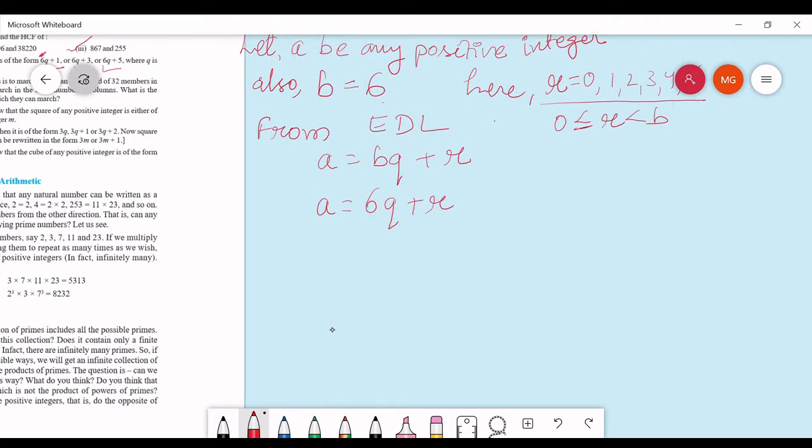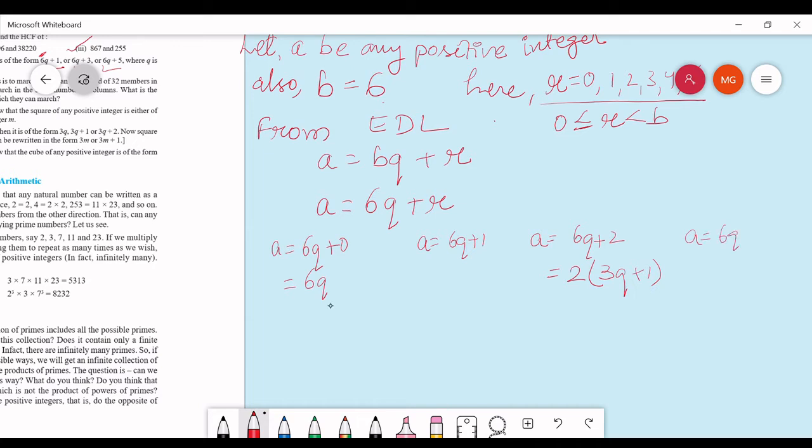Your first one is a is equals to 6q plus 0. So this will give you 6q, right? Second one is a is equals to 6q plus 1. This will remain the same. And third one is 6q plus 2. And now we can write this as 2 after taking 2 common. This can be 3q plus 1. And similarly you can move on.